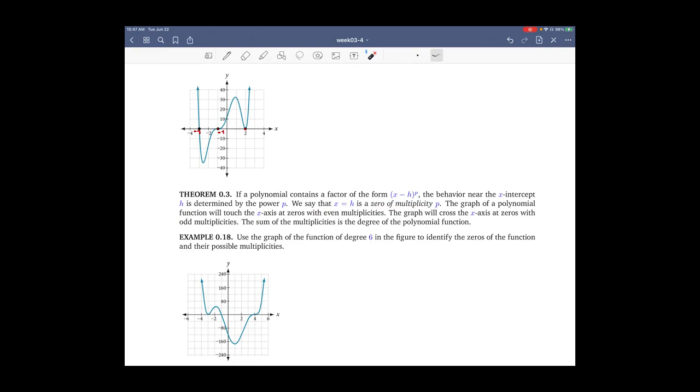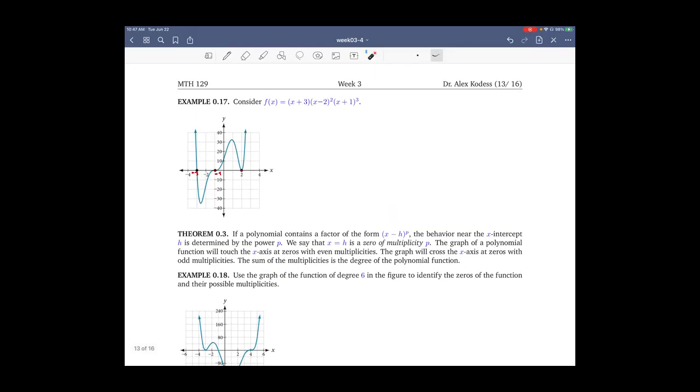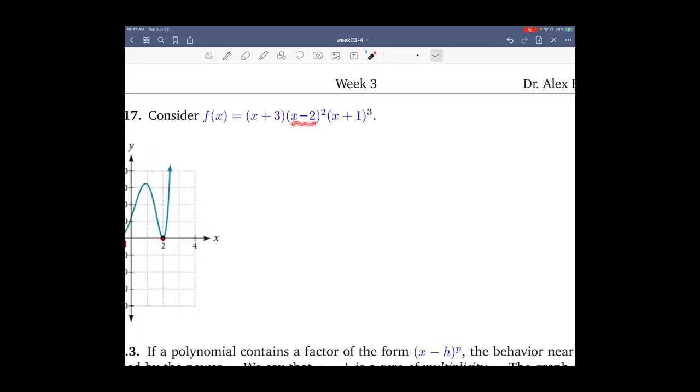So we can say that the graph of a polynomial function will touch the x-axis at zeros with even multiplicities, and it will cross the x-axis at zeros with odd multiplicities. So 2 in this example is a root of multiplicity 2.